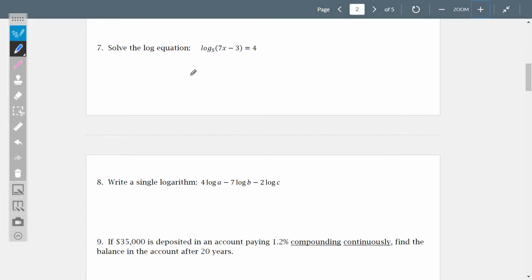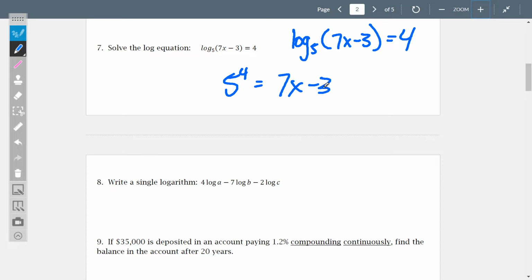Solve the log equation. Log base 5 of 7x minus 3 equals 4. So first we change this to exponent form. So 5 to the 4th power is equal to 7x minus 3. So 5 to the 4th power, we've got to see what that is. 5 to the 4th power is 625. So we've got 625 equals 7x minus 3.